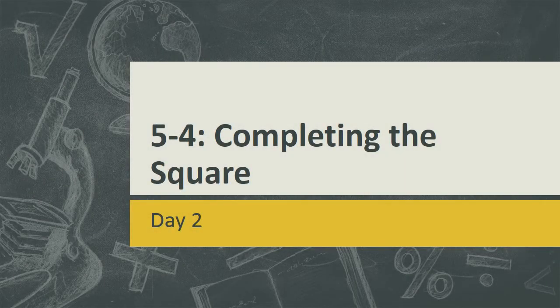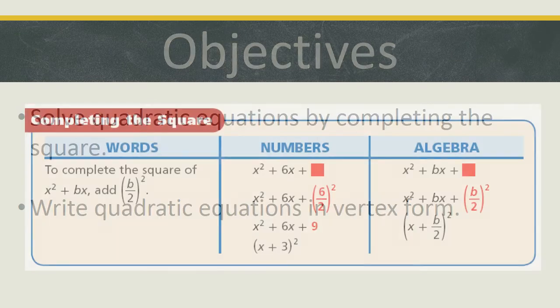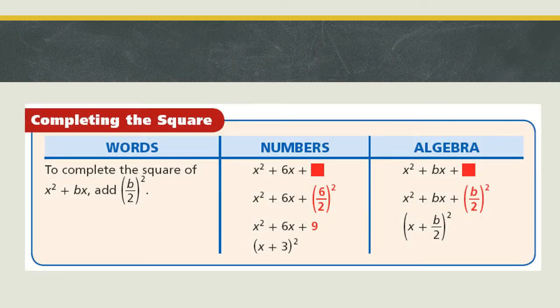All right, 5-4, day 2, completing the square. Same objectives. Now we're going to work on actually completing the square. To complete the square of x squared plus bx, so there's no constant term at the end, we need to add b divided by 2 squared. There's an example of doing it with numbers and with the algebra. You already have a copy of this, so you can use that as reference.